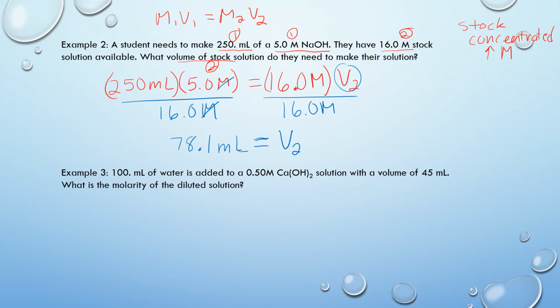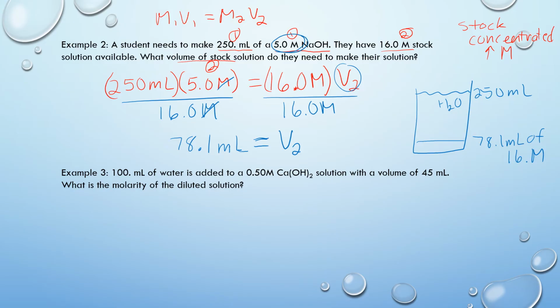So let's look at what this is saying. This is saying I want to make 250 milliliters of 5 molar NaOH. So what I would do is into my container, I would add 78.1 milliliters of 16 molar stock solution, and then I would fill it up with water till it reaches a final volume of 250 milliliters. When we fill it up with water and get to that, now we have that 5 molar NaOH solution.